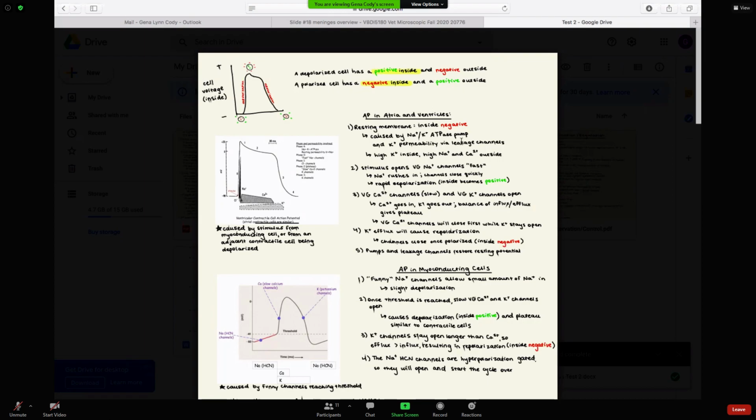The action potentials in cardiac cells look a little bit different than skeletal muscle cells, and that's because they have the plateau. And that plateau allows the time, I guess, for the muscles to fill.